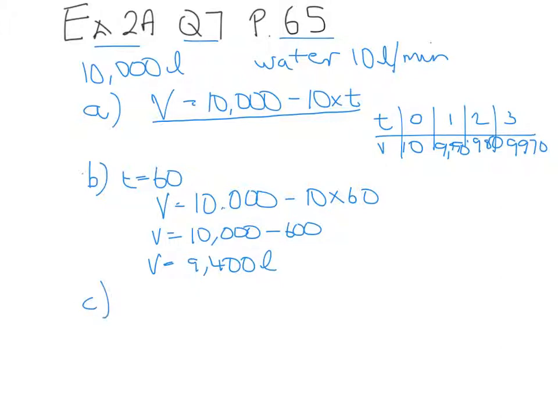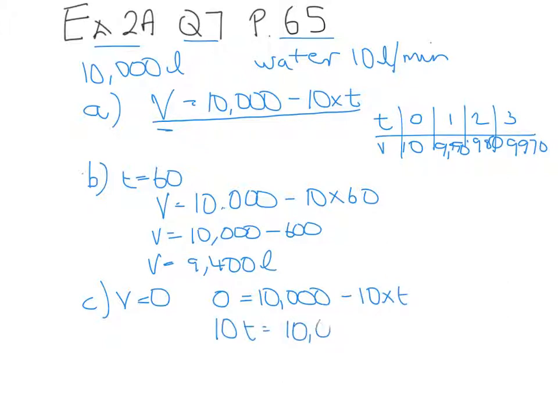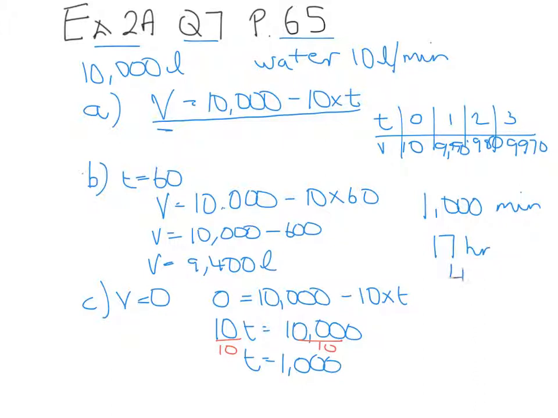Now the third part says, well, how long before the tank is empty? That would mean that V would be equal to 0. So if I put in place of V 0, so that would be 0 is equal to 10,000 minus 10 times T, which would be 10T is equal to 10,000. So I can divide by 10 on both sides. 10 divided by 10, which would mean the time is 1,000. Now 1,000 minutes, if I divide by 60, is 17 hours and 40 minutes.